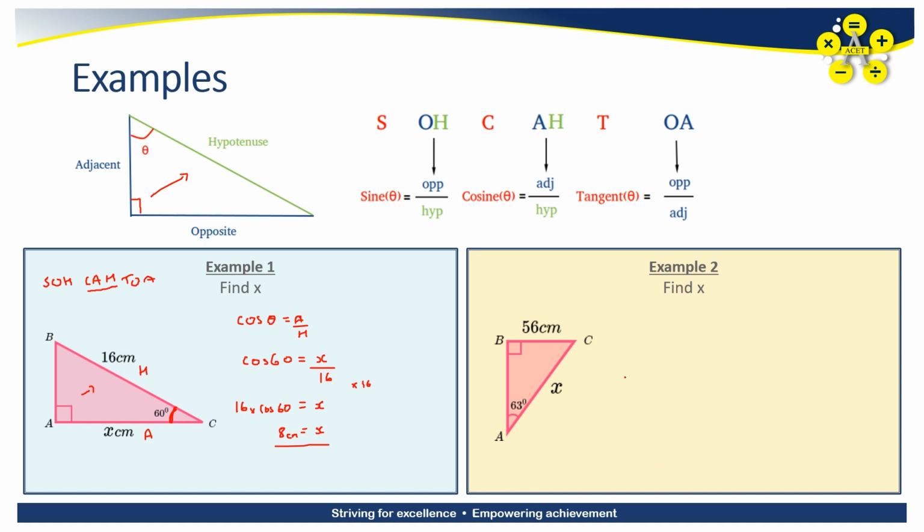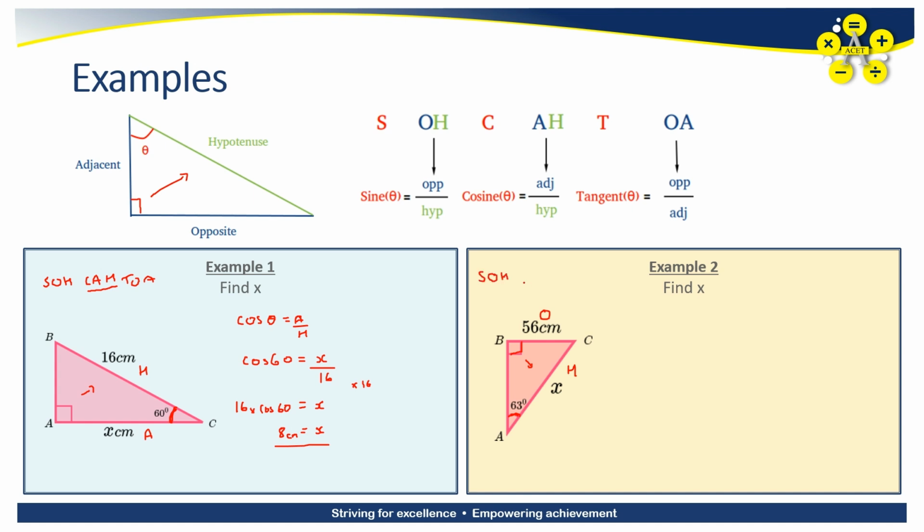On to example 2 then, we're going to do exactly the same thing. We need to label our sides. So my right angle is here. The line opposite the right angle is the hypotenuse. And my angle that I've been given is 63 degrees. Well, this line BA is touching it, that would be the adjacent. I've got no information there. But this line opposite it is this 56. I'm just going to label that O.